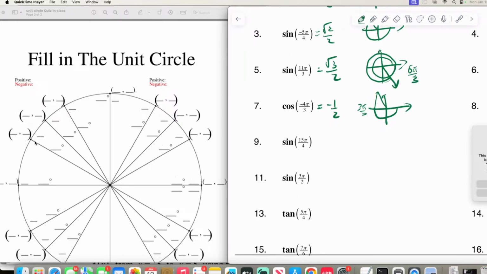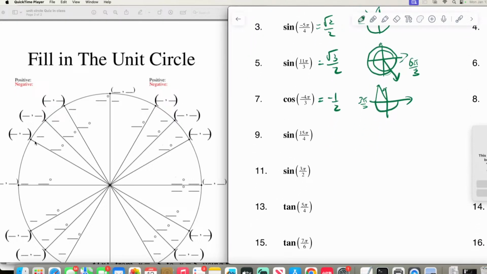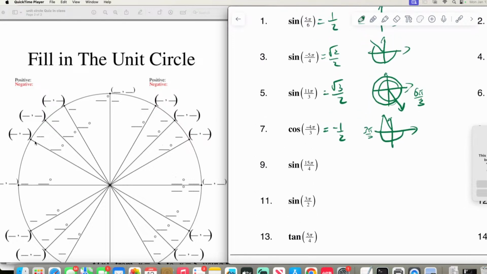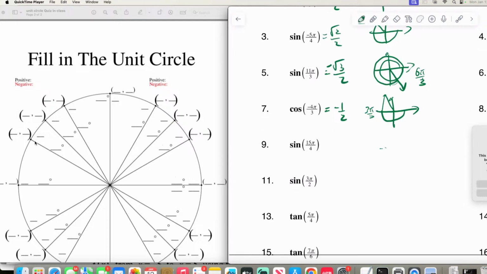Okay. Isn't number 5 negative? Which one? Number 5, 3 over 2, 5 pi. Yeah, that's negative. You're right. Good catch. Okay.